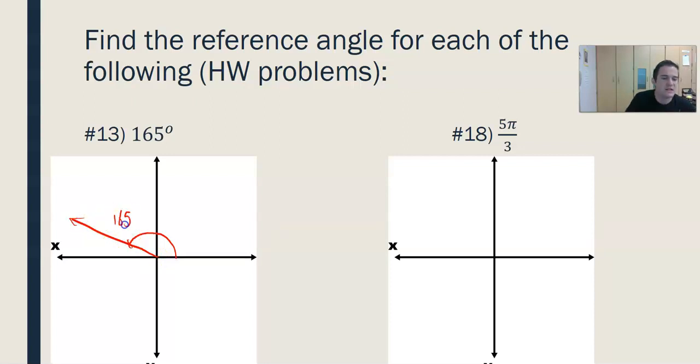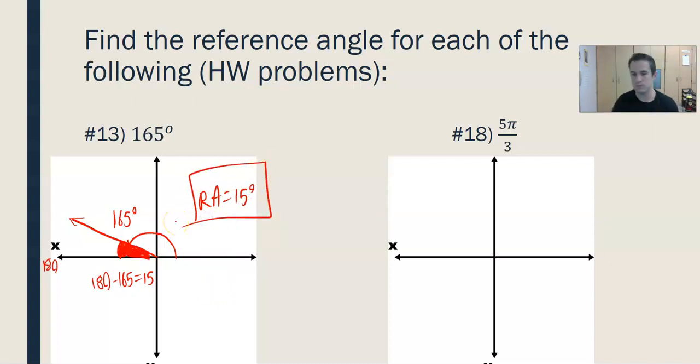That's 165 degrees. So I need to find the reference angle, or I need to find the angle between that terminal side and the x-axis. If I were to draw my little bow tie here, I need to find the angle between that terminal side and the x-axis. Well, the x-axis is, if I go all the way to the x-axis, that's 180 degrees. So what's the distance here in an angle measure between 165 degrees and 180 degrees? Well, 180 minus 165 is 15. So my reference angle is 15 degrees. And that's it. That's my reference angle, 15 degrees. That's number 13 on your homework.